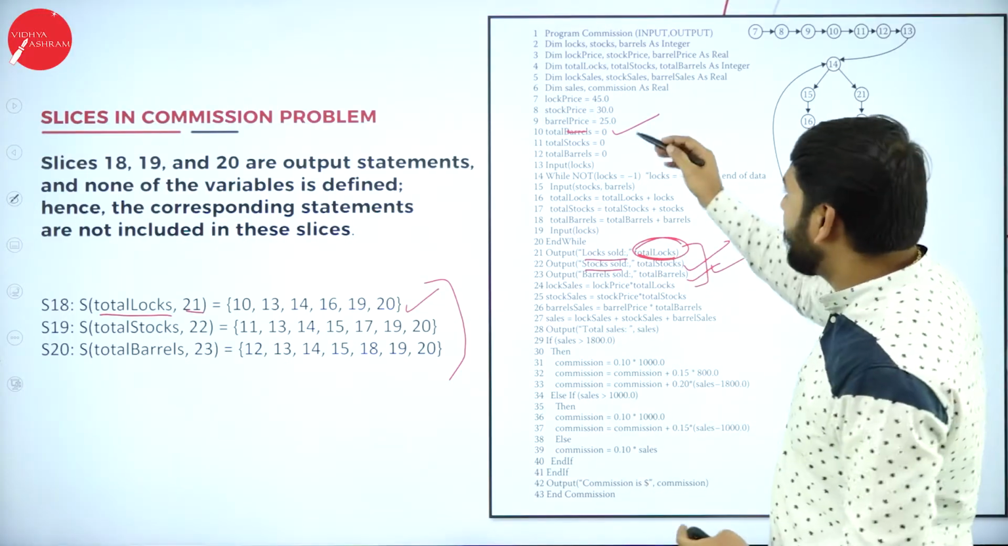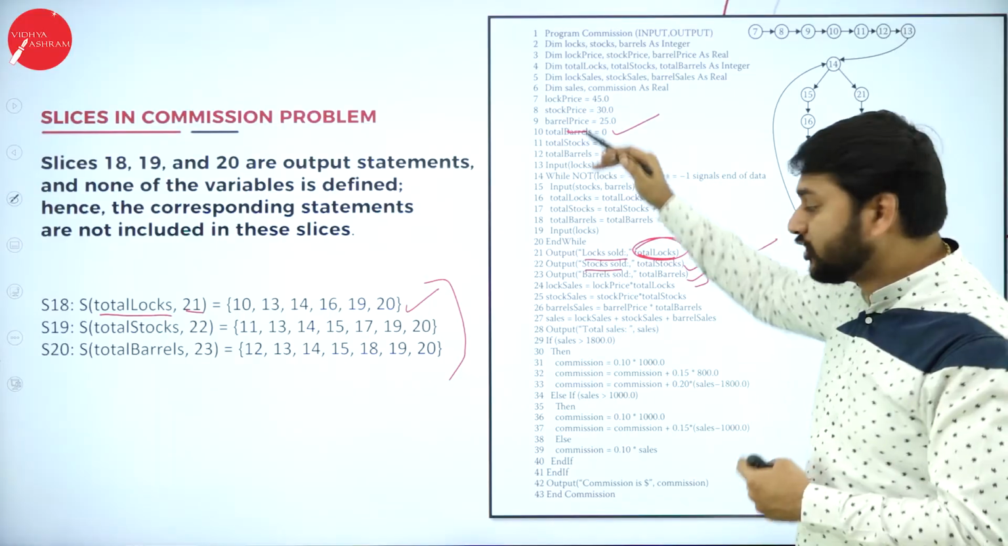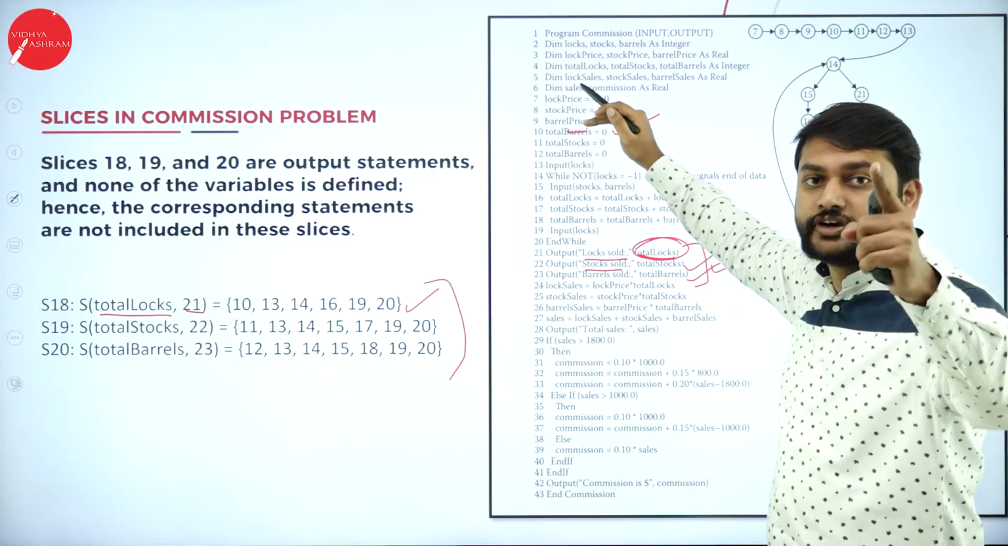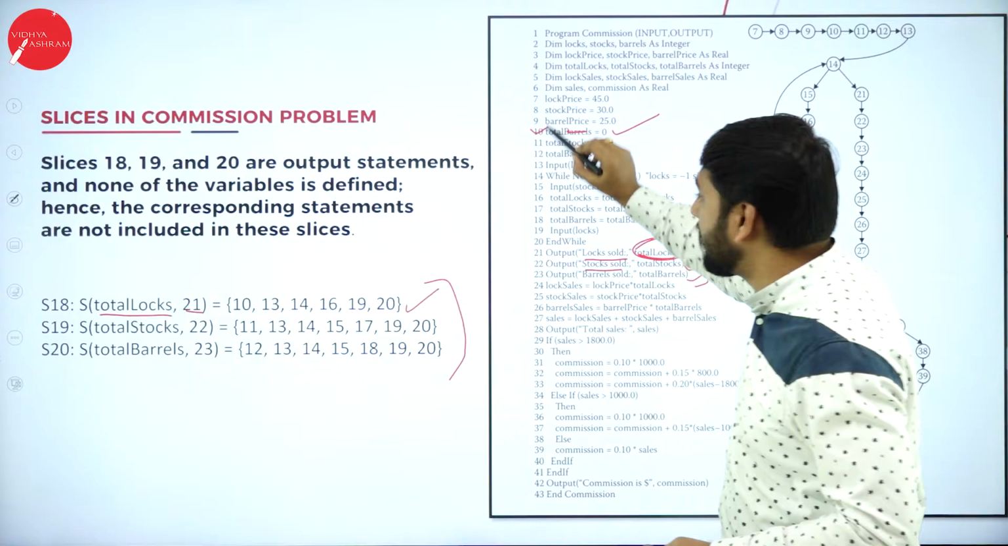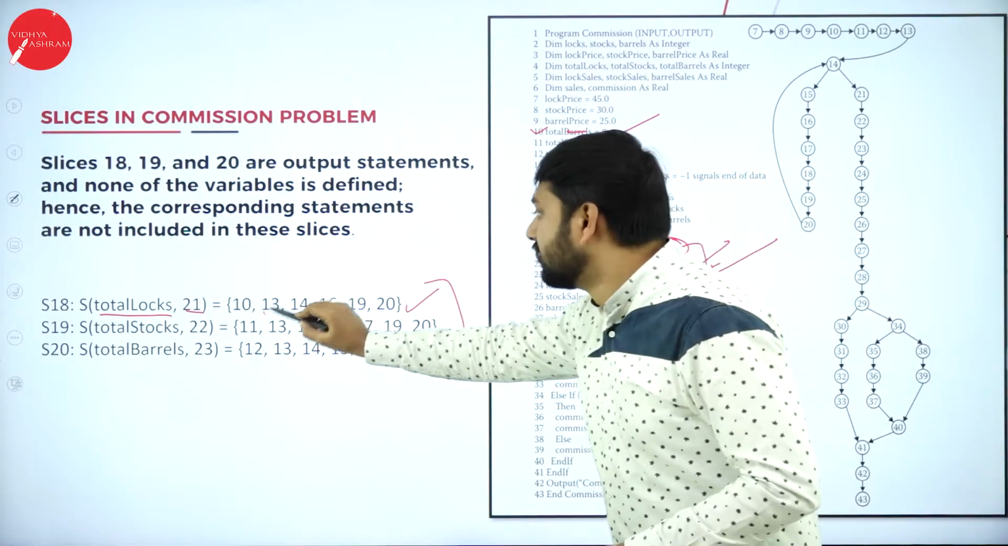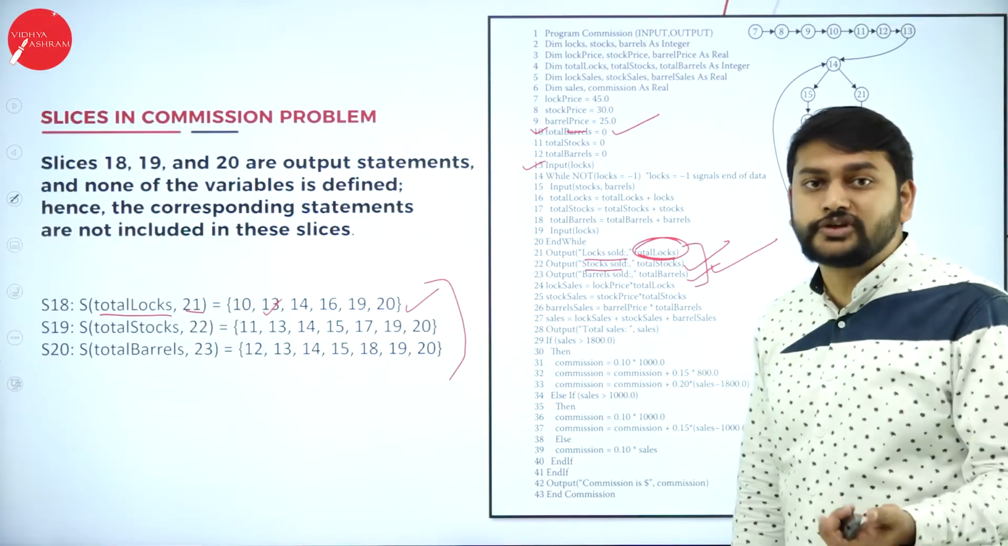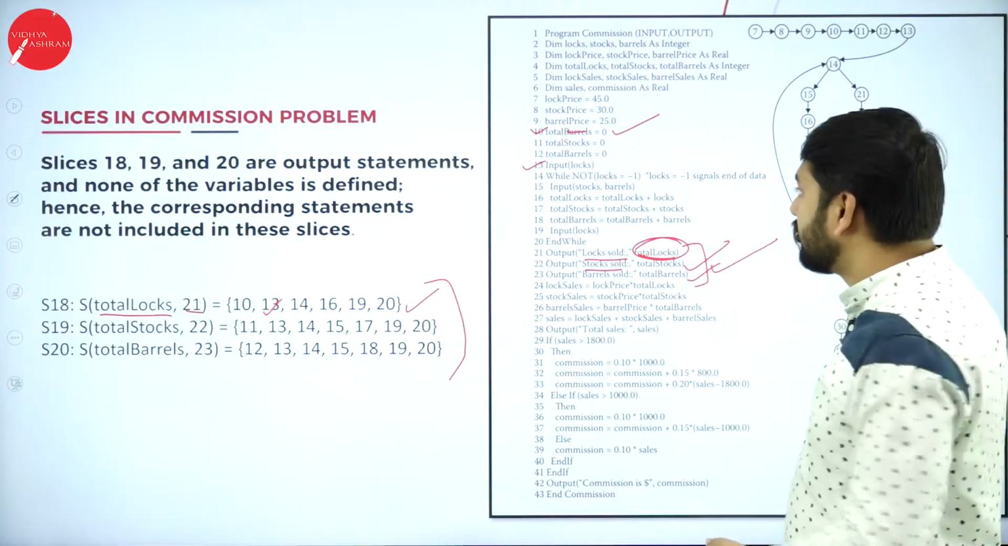So from here, the definition of total logs starts. If I want to use total logs, I should have the total logs here. So the first thing, that's why I have considered 10. After that, I have line number 13. So line number 13, what is it that I have? I'm calling the function, that is input logs. You all know that.